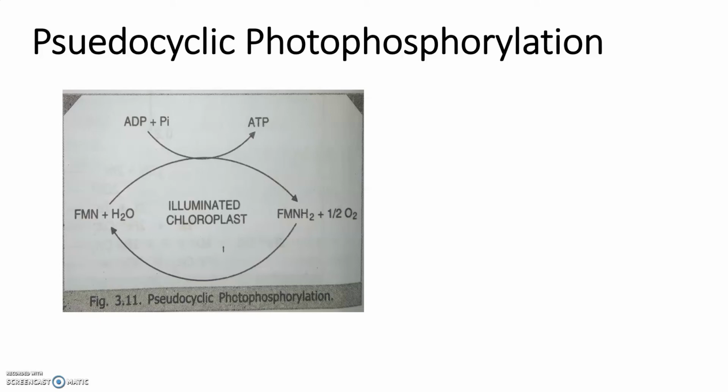In this pseudocyclic photophosphorylation, the splitting of water occurs with the help of FMN. In this, the splitting of water is coupled with the ATP formation, and as this FMN is acting as a coenzyme which can be used again and again, a cyclic process is formed in which splitting and the formation of water occurs in a cyclic way, and the splitting of water is coupled with the ATP formation.